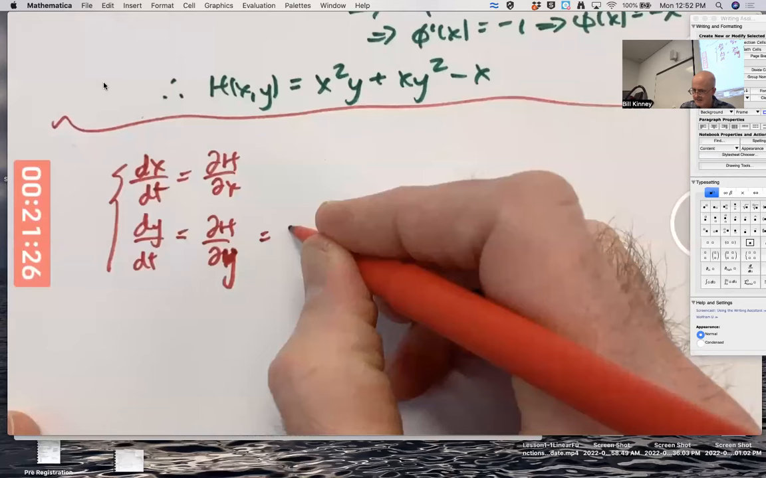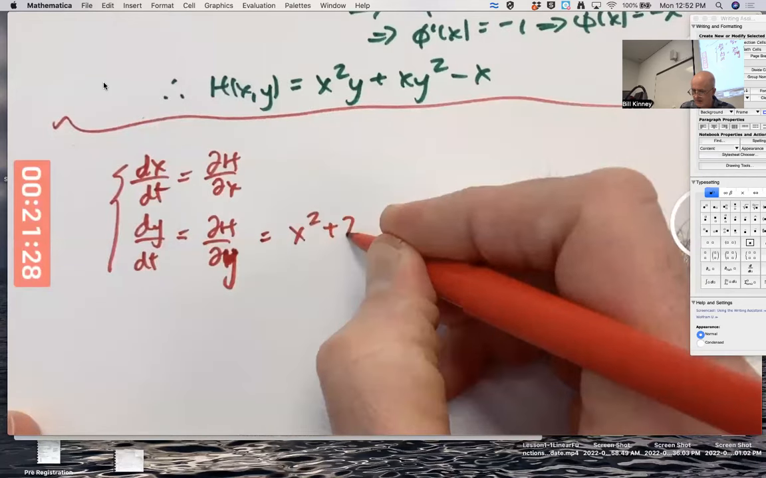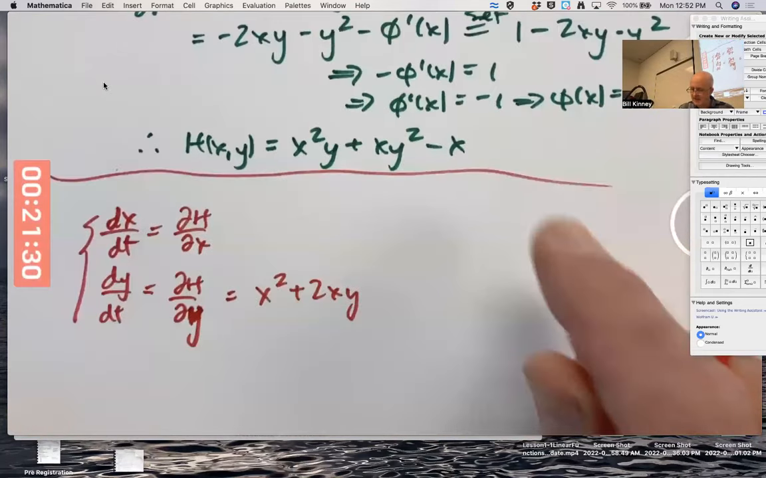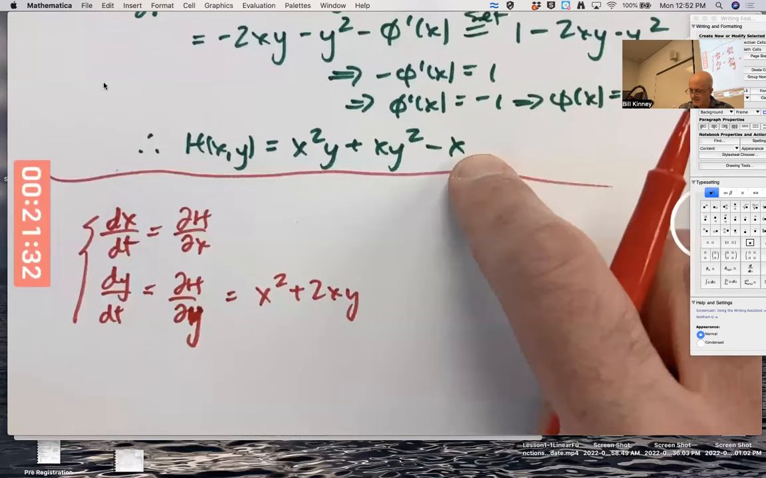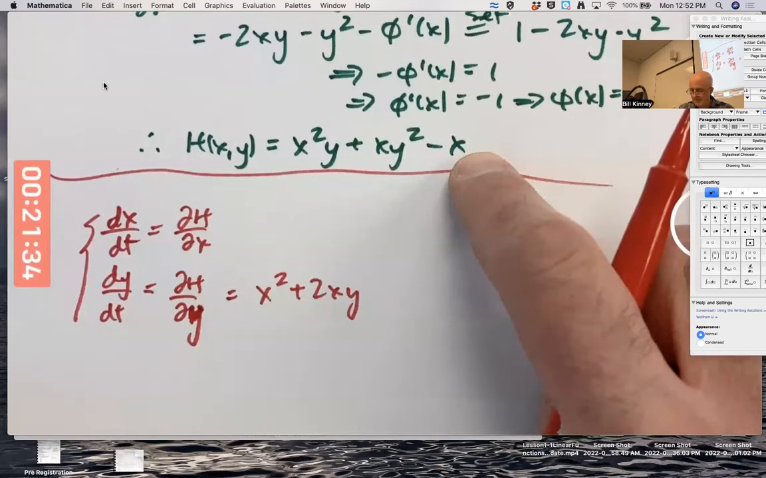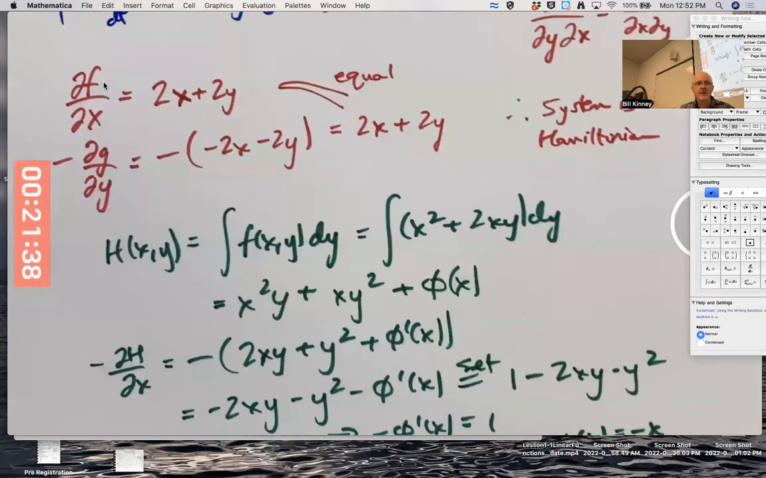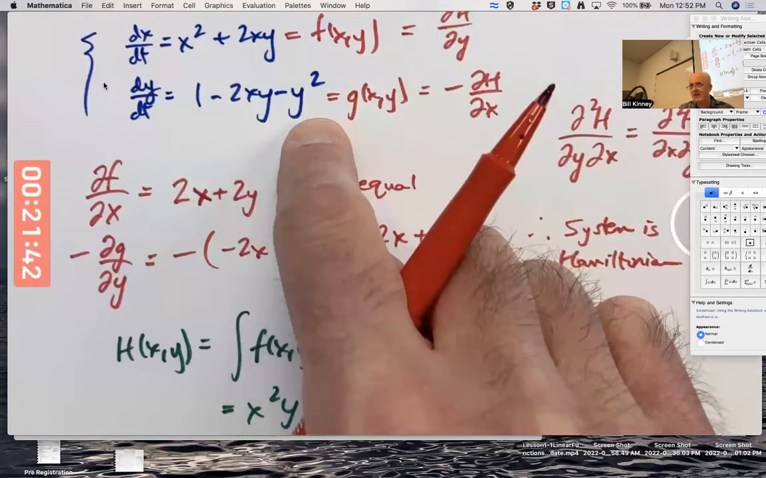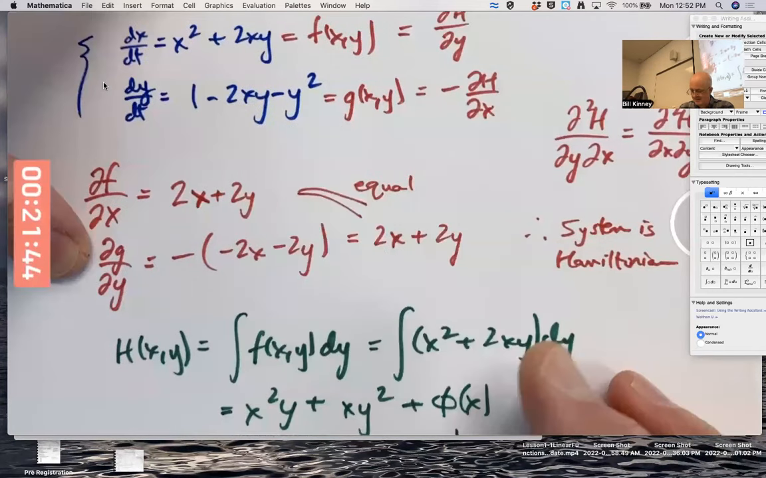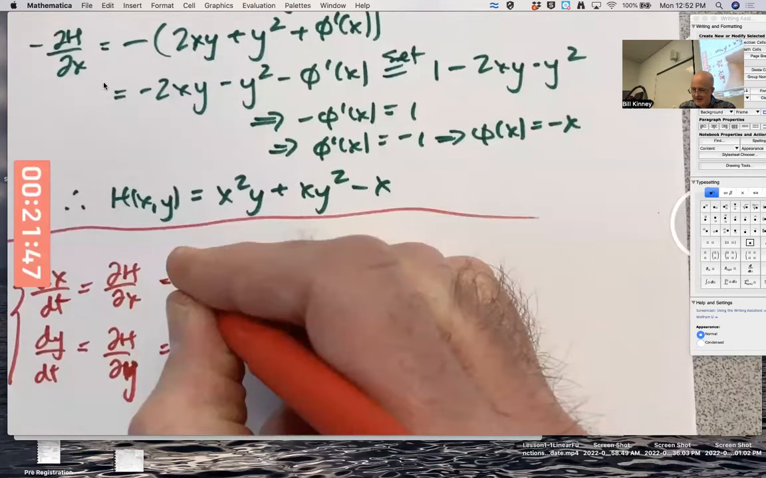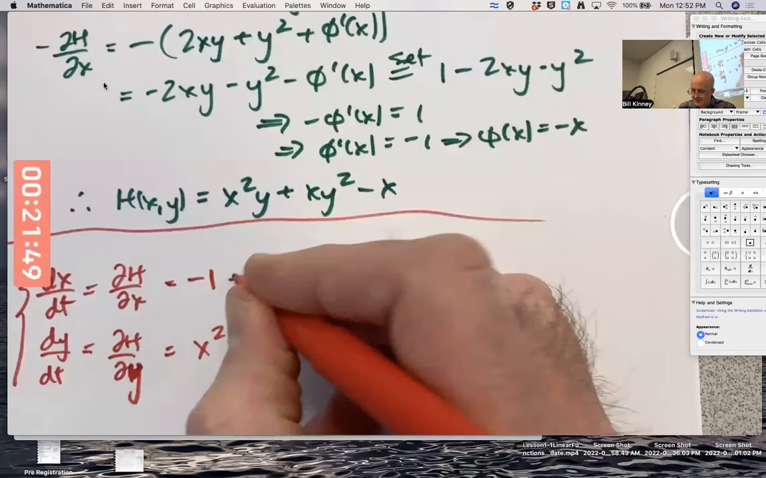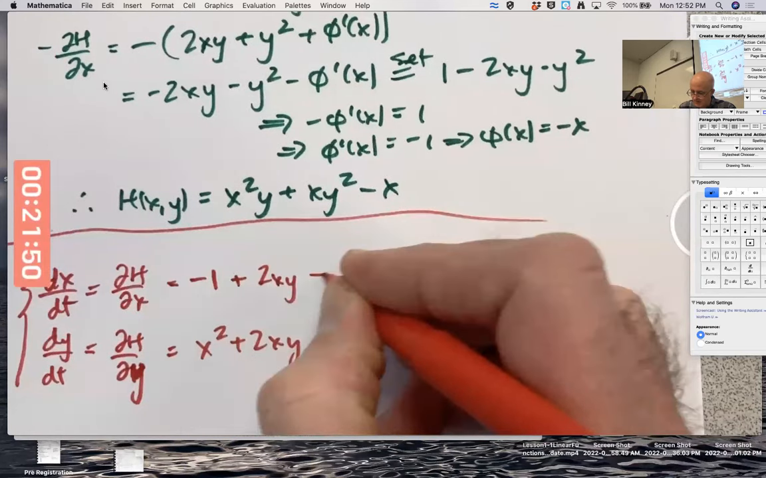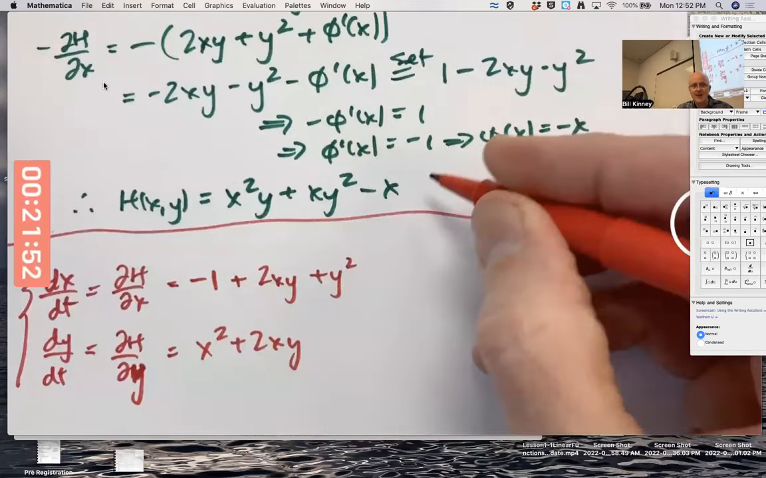This one becomes x squared plus 2xy, right? Differentiate that with respect to y if you want to double check it. And this one becomes the opposite of the other one. The other one up here for the Hamiltonian was 1 minus 2xy minus y squared. Just negate everything. -1 plus 2xy plus y squared. It is the partial of this thing with respect to x.